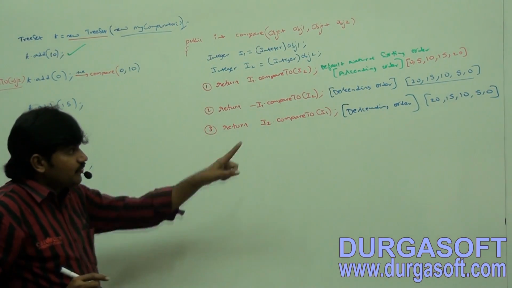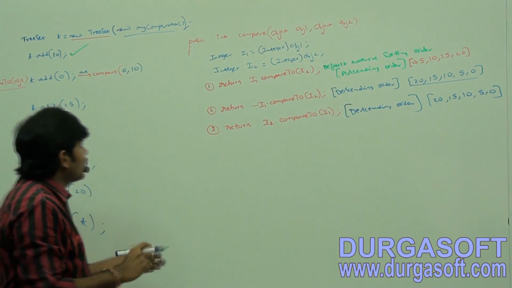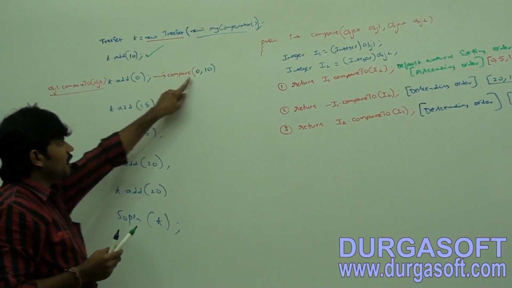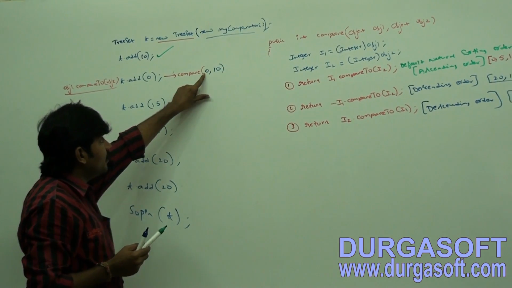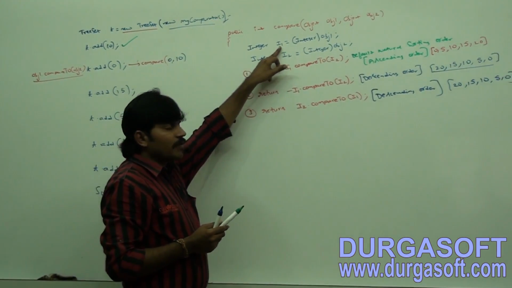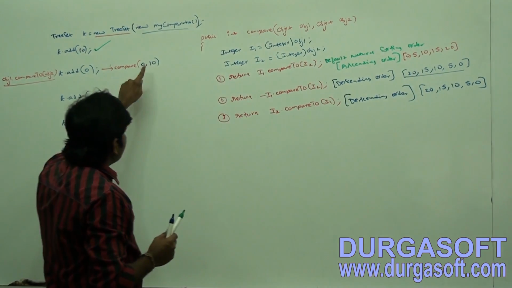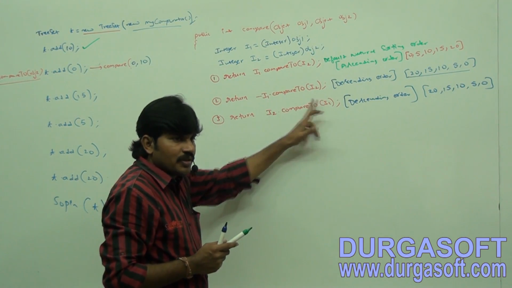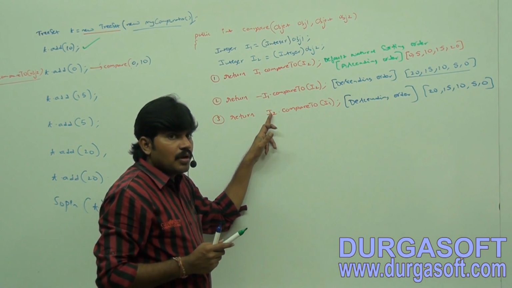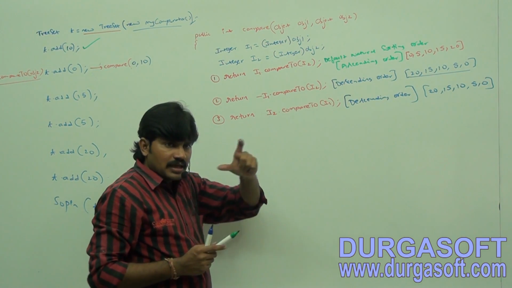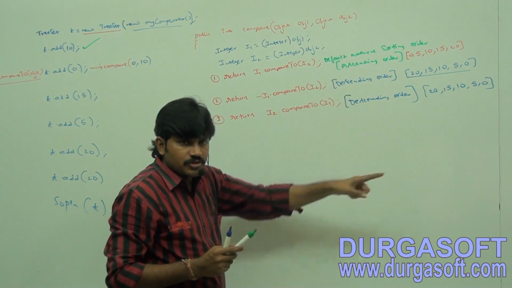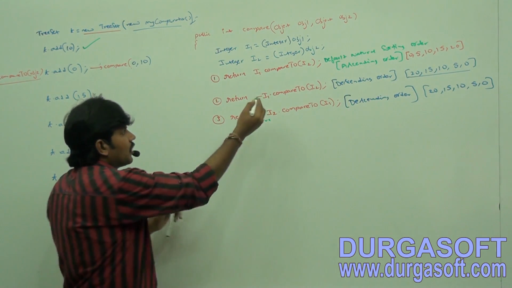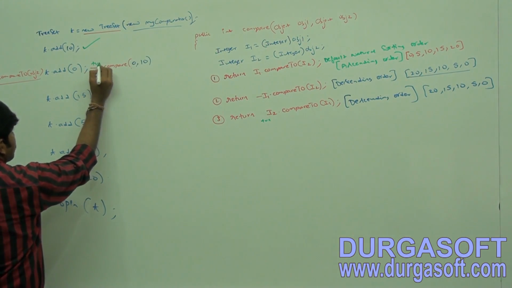Now, one minute. Let me trace this also, at least one case, so that you get much clarity. Here, t.add of compare of 0, 10. Which method am I calling? Compare of 0, 10. i1 becomes 0 and i2 becomes 10. Return 10.compareTo(0). Normal numbers: 10 should come after 0. After means what does it return? Positive.